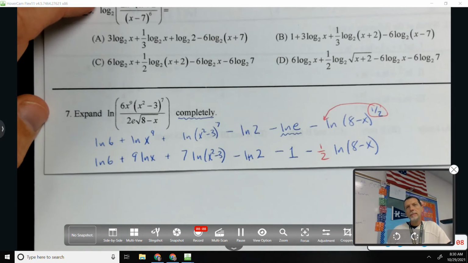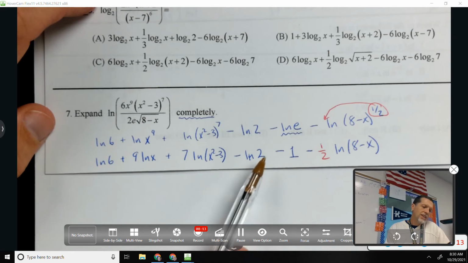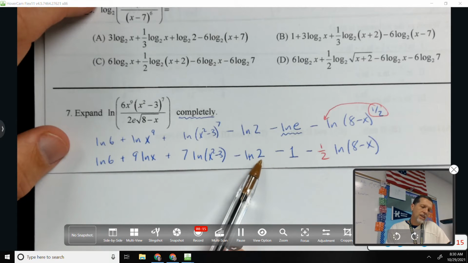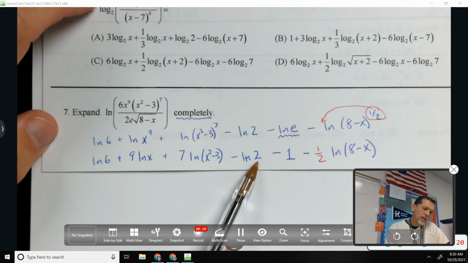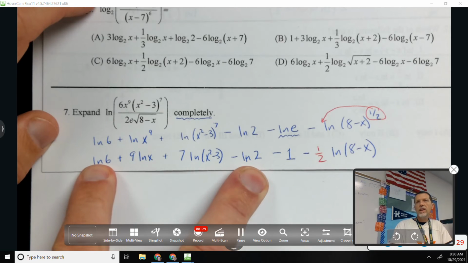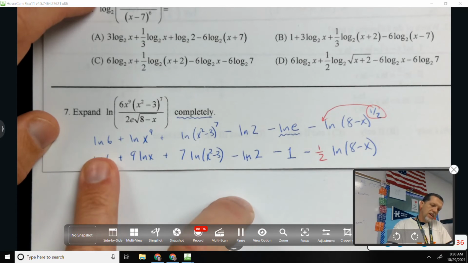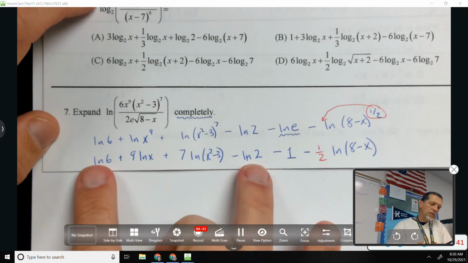So, in the answer key, it has the 6 and the 2 simplified, except the ln 3 just disappears. Right, so you could combine those to say ln 3. Except then in the answer key it just has the 9 ln x plus 7 ln (x squared minus 3), and then plus minus 1 minus 1/2 ln (8 minus x). So it disappeared somehow.